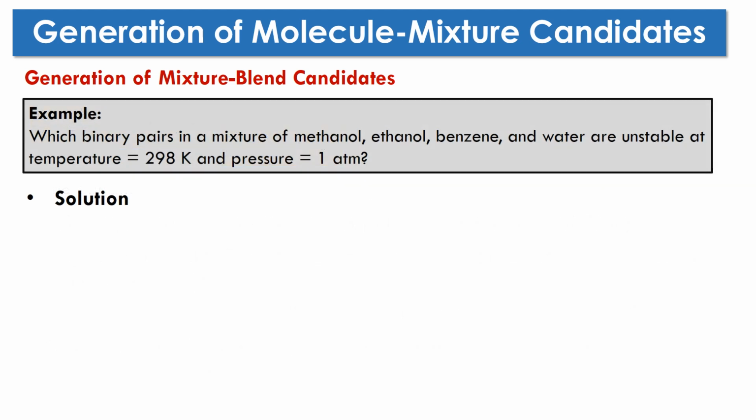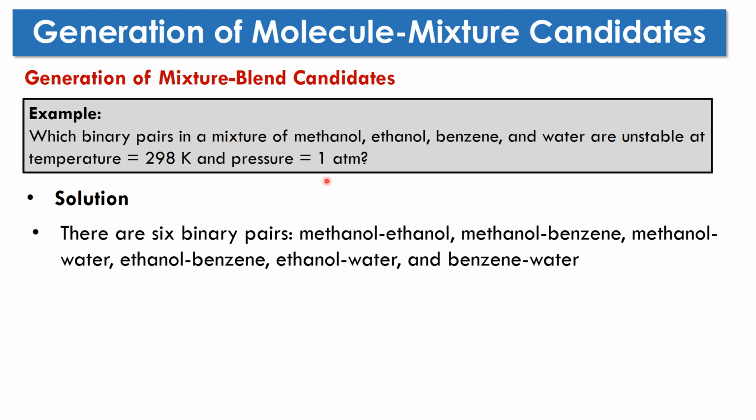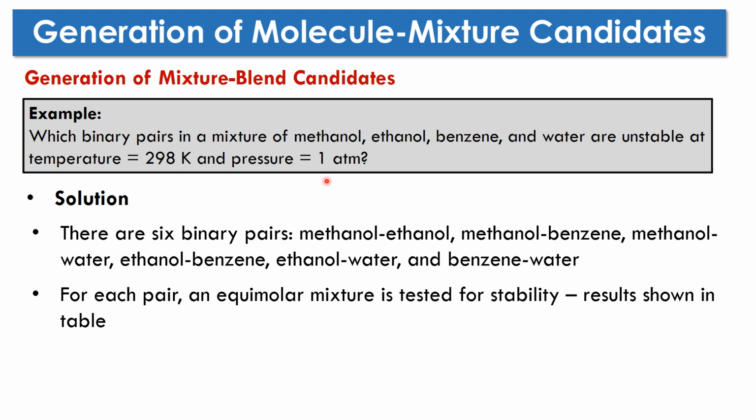We have an example here. Which binary pairs in a mixture of methanol, ethanol, benzene, and water are unstable at a temperature of 298 Kelvin and a pressure of 180 M? There are 6 binary pairs which are further tested. For each pair, an equimolar mixture is tested. Equimolar means that xi is equal to 0.5, and you can use that value. So when you check it using an equimolar mixture for stability, here are the results.